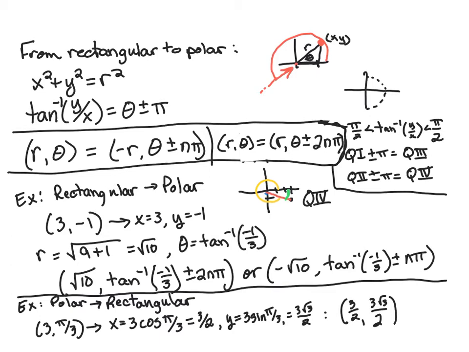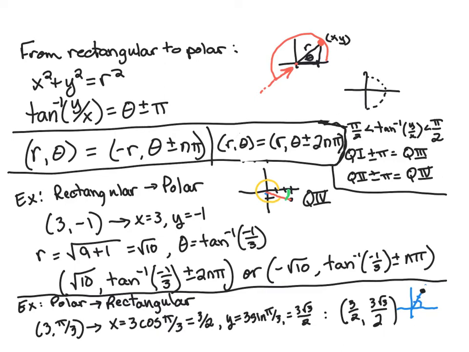Now, polar to rectangular, if I'm this many units from the radius, that's my hypotenuse, and my angle of rotation is at pi over 3. So let me draw this. I have rotated to pi over 3 and gone out 3 units. And there's my point. This is theta, pi over 3.